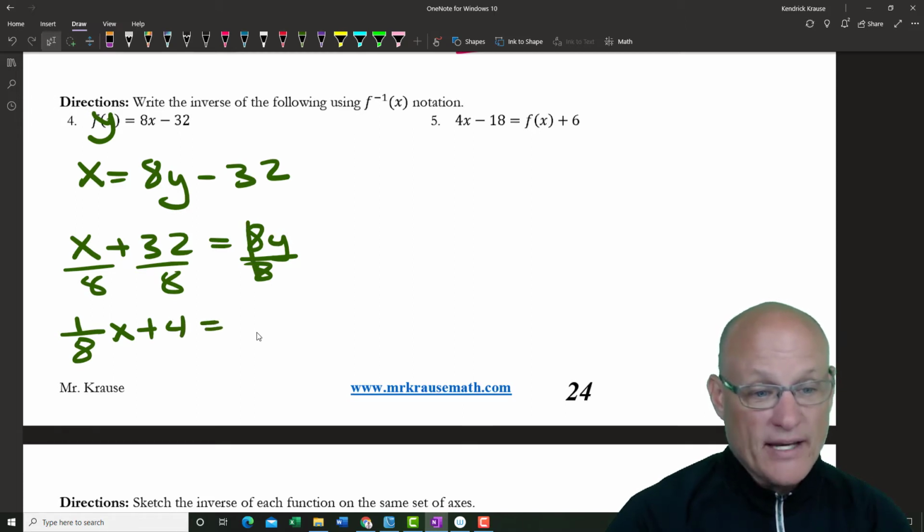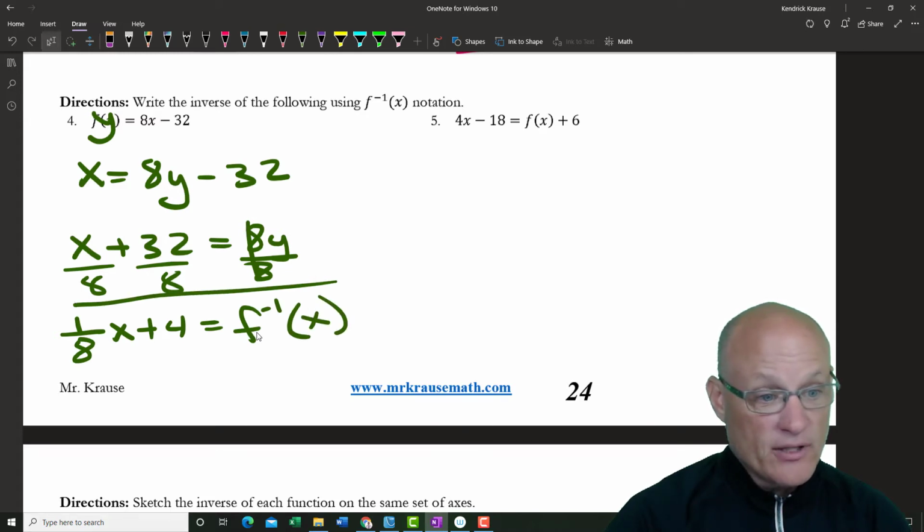Now I don't want to write y here. I want to now write it in inverse notation because I've solved for it. There's the answer.